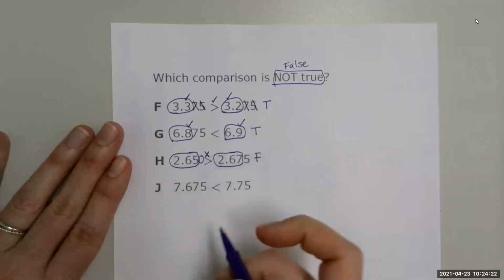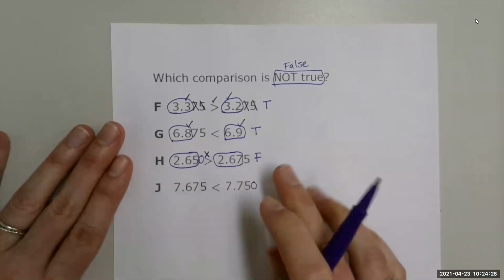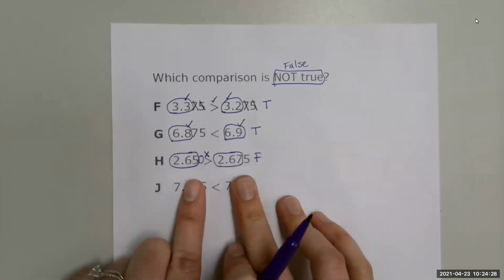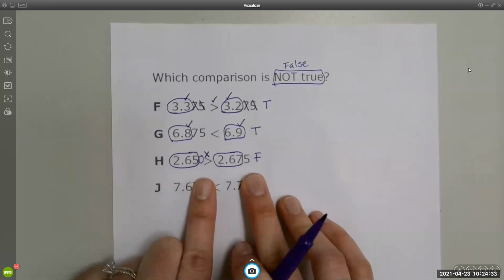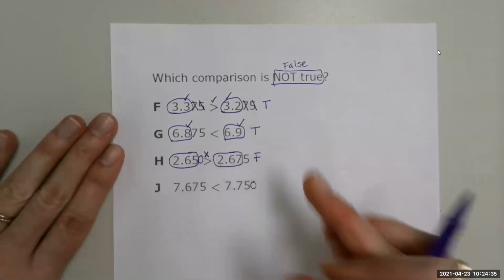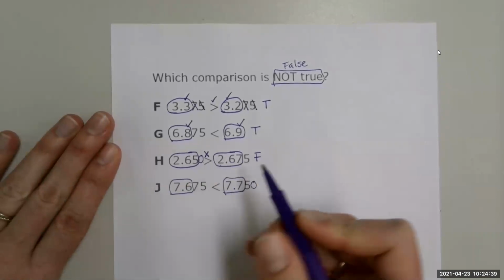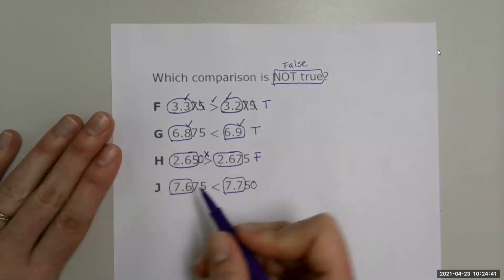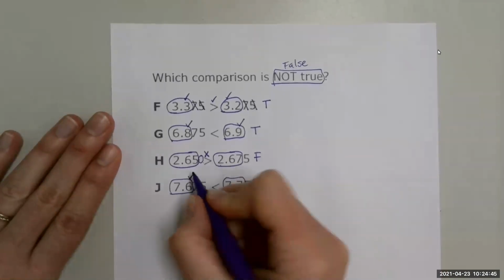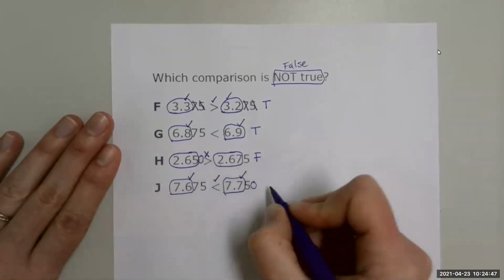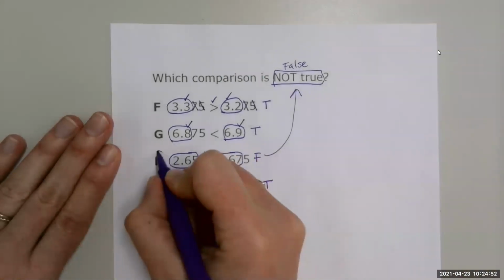I'm not going to stop there. I'm going to check the last one just in case. I might go ahead and put my 0 in the thousandths place. I can see I have 7 wholes compared to 7 wholes. Move into the tenths. Ooh, there we go. 6/10, 7/10. That's where I'm going to find my comparison. So is 7 6/10 less than 7 7/10? Yes, it is. 6/10 is less than 7/10. So this is true. So the one that is not true, or the false one, would be H.